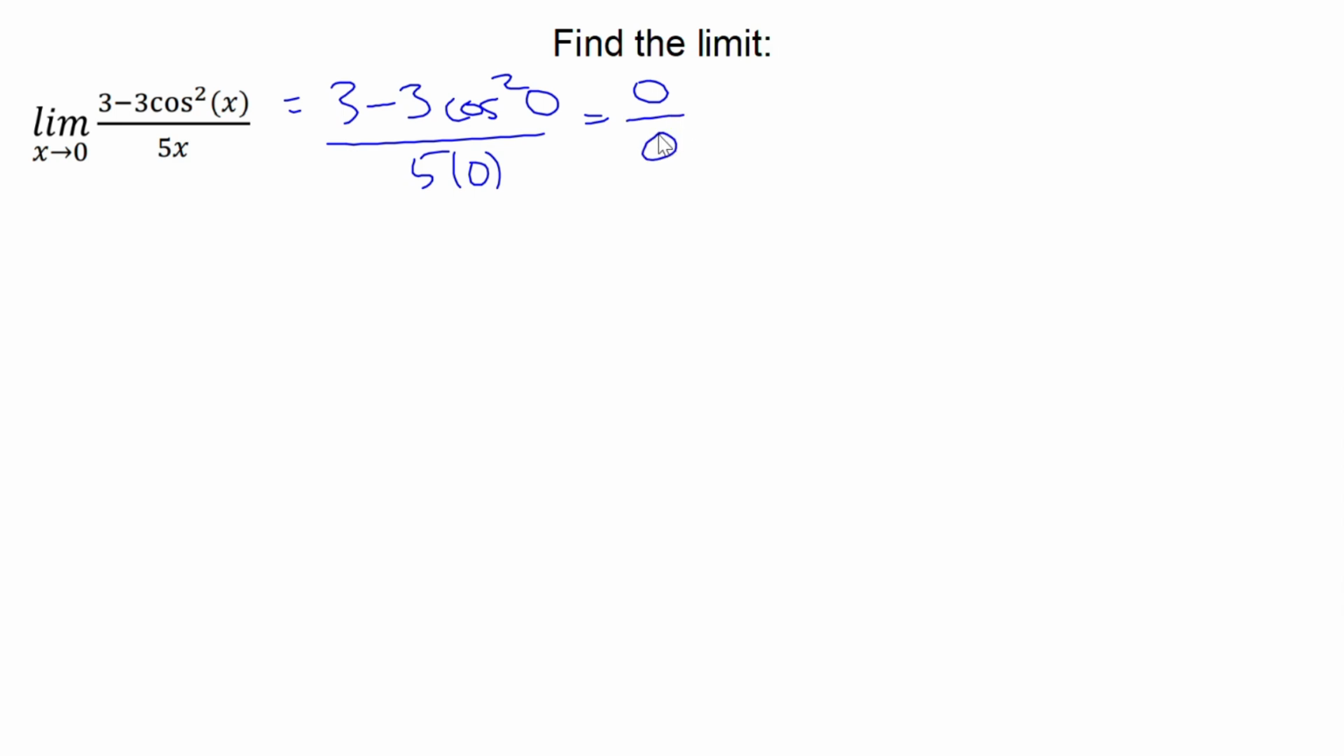So what we'll do is simplify. We'll write that this is the same as the limit as x approaches 0 of 3 times 1 minus cosine squared x, all over 5x.